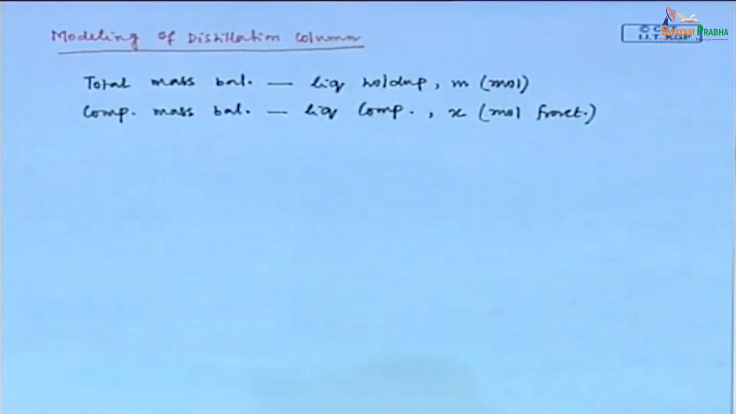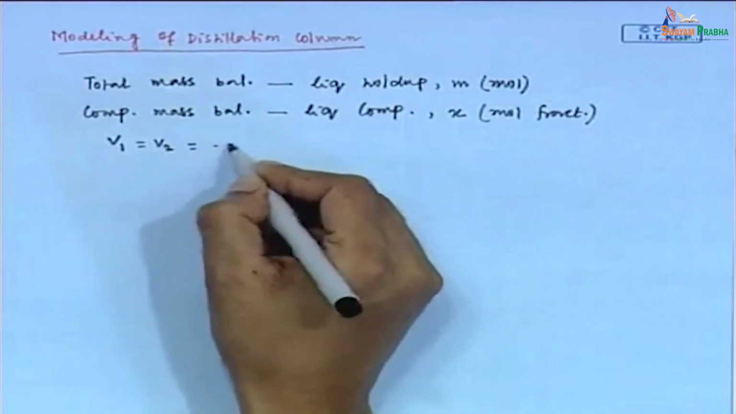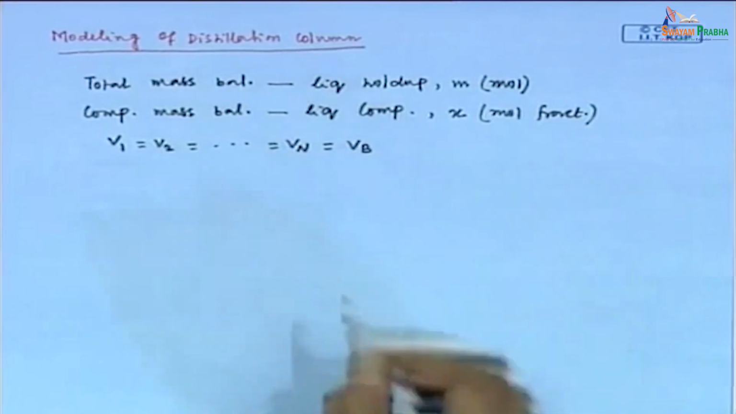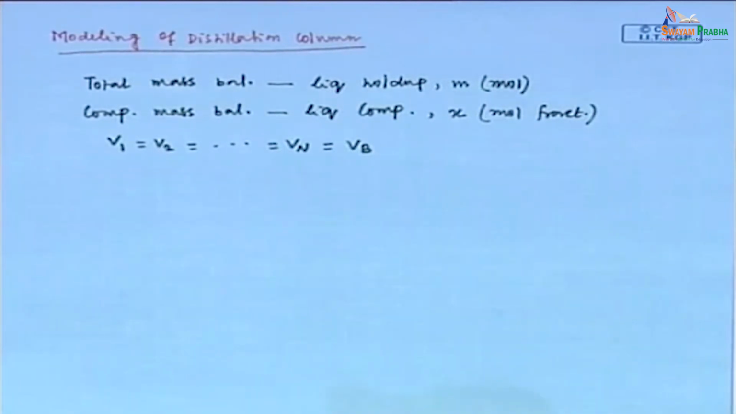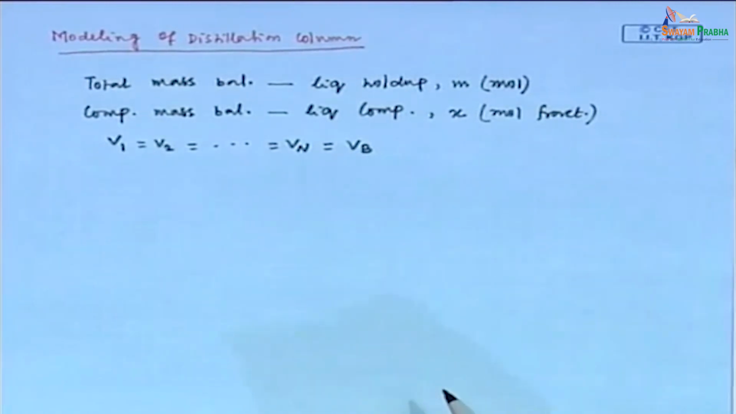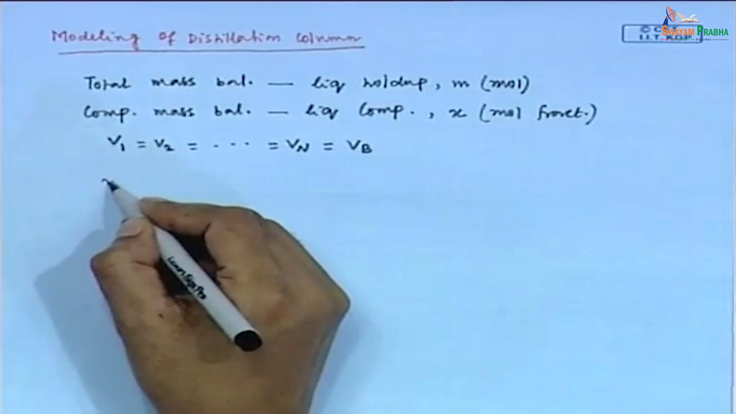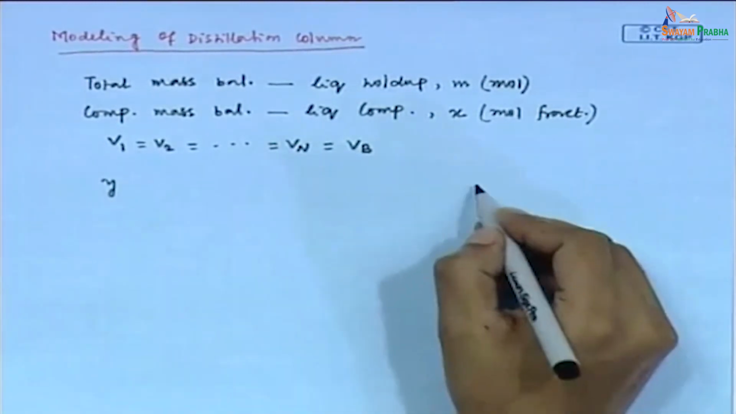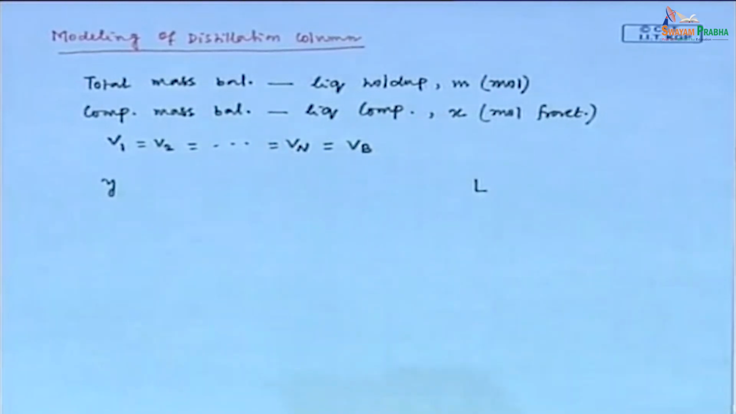Fine. And based on some assumptions, we have concluded that all vapor flow rates are identical. That means V1 equals V2 equals Vn equals Vb. Now, apart from these variables, other variables include the vapor phase composition. Another one is liquid flow rate.